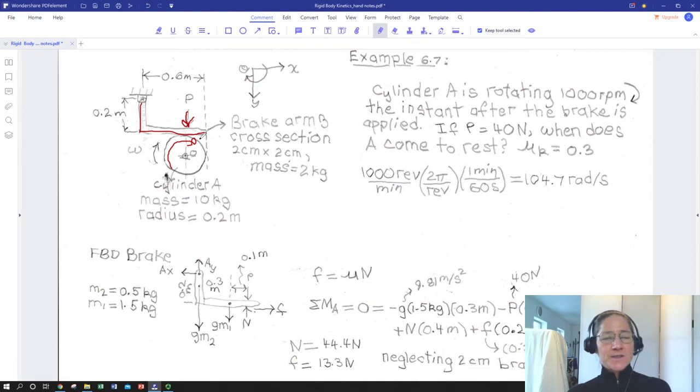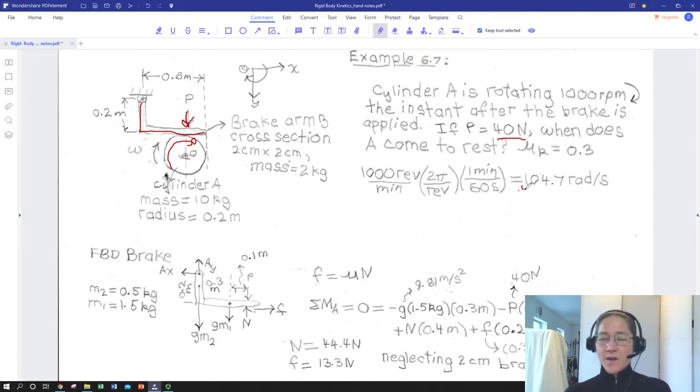We have a mass for the cylinder. We know it's a uniform cylinder, so we can get its moment of inertia with its radius and its mass. We've got some dimensions for the brake, and we've got a value of 40 newtons. And we're asked, when does the cylinder stop? When does it stop rotating if we apply that much force to the brake? X coordinate system, X is positive to the right and Y is positive downward, which means clockwise is positive rotation.